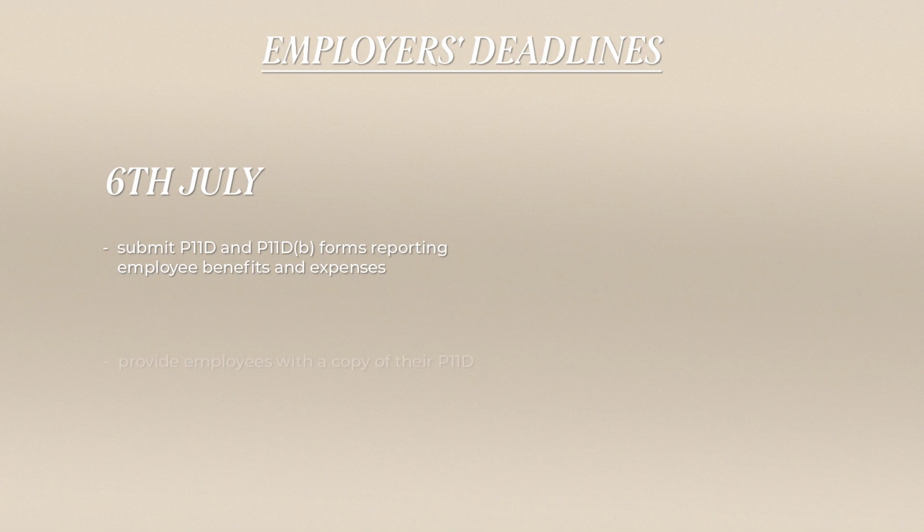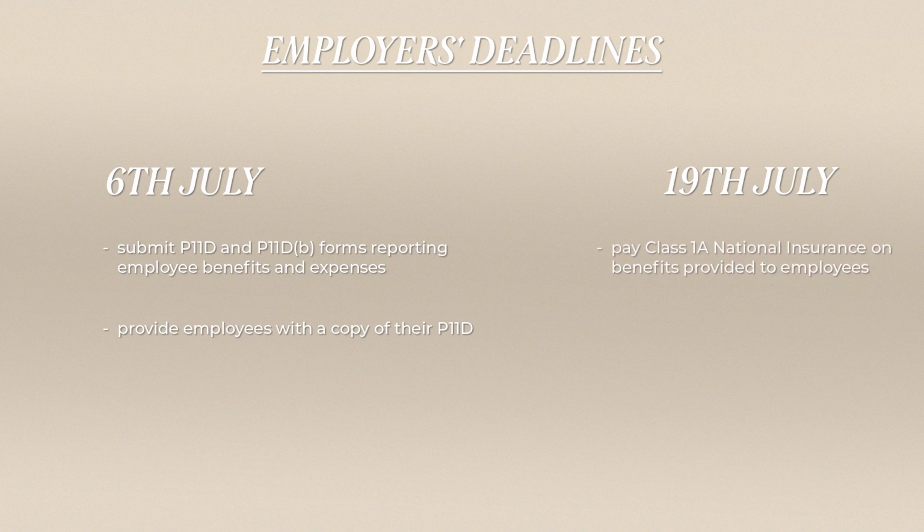The first deadline is the 6th of July. Every year you need to submit a P11D and a P11DB form to report your employees' benefits and expenses. This is if they have company cars and other benefits like private medical insurance. You need to then provide your employees with a copy of their P11D. The next date I have for you is the 19th of July. On the 19th of July, you need to pay Class 1A national insurance on benefits provided to the employee.